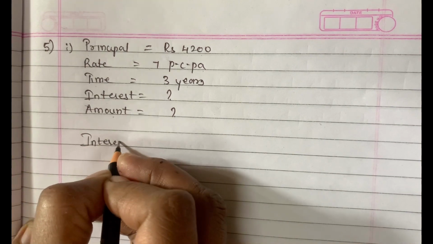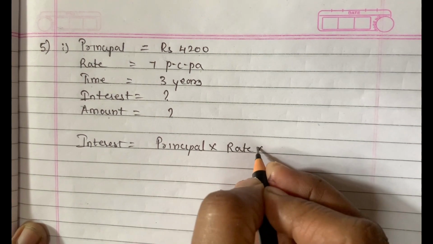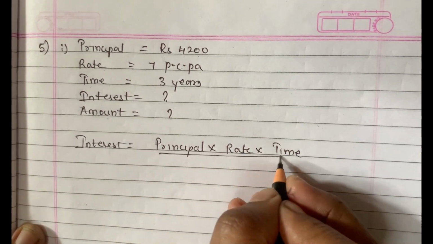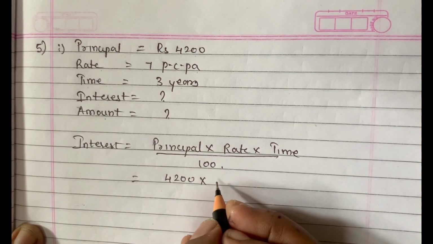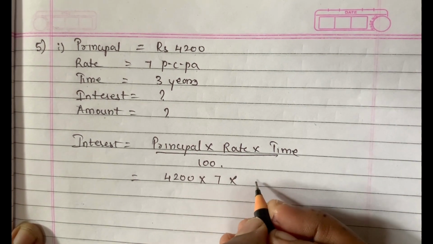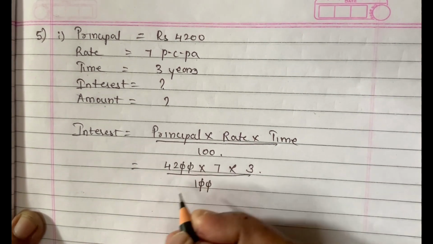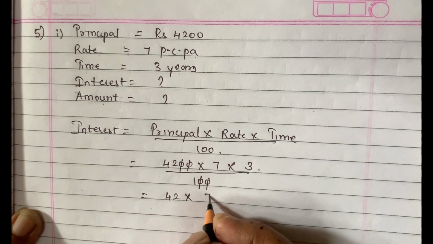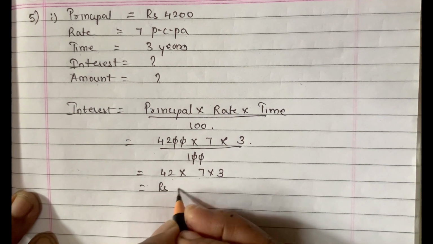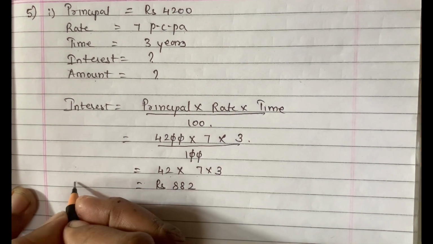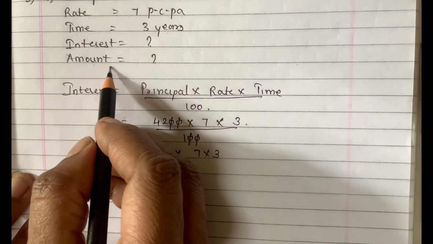Now the interest formula is what? Principal into rate into time upon 100. So what is principal? 4,200. Rate is how much? 7% per annum, and time is 3 years upon 100. 0, 0, here also 0, 0 get cancelled. So 42 into 7 into 3. Multiply these 3 numbers, you will get the answer 882. So interest is how much? Rupees 882.